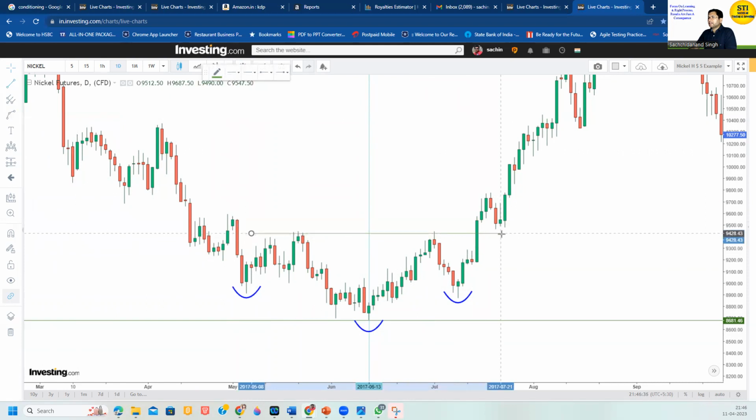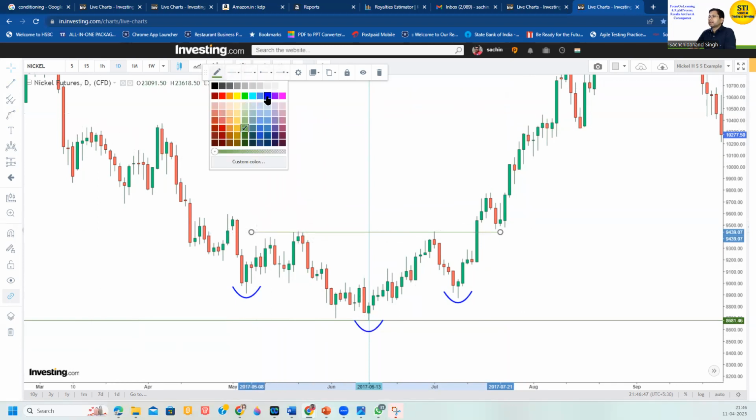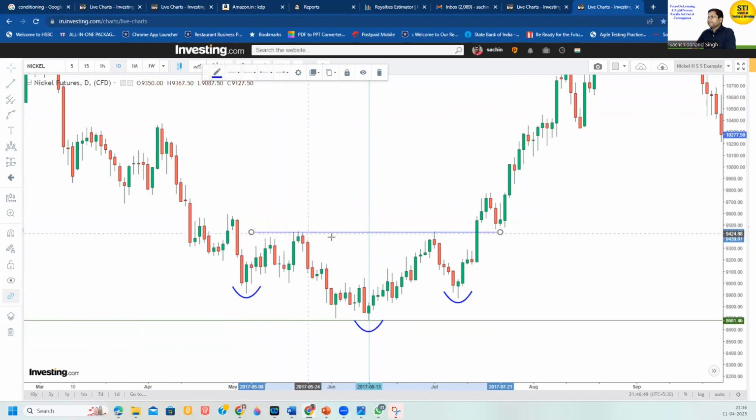I'll extend it a little further and do the movement so that this line touches these two points. Okay, I'll highlight with a different color. So this has formed the neckline. On the left and right both sides, I'll just do some extension. So this is how we identify the head and shoulder pattern on the chart.